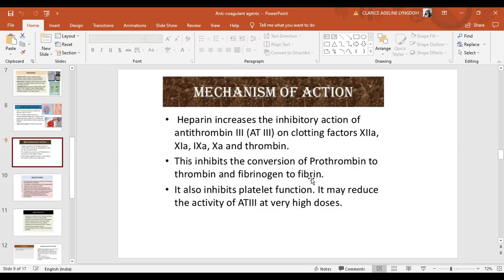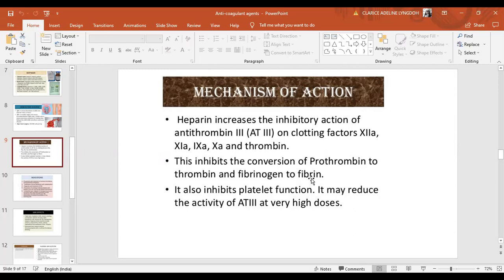Therefore, there will be no blood clot because heparin is stopping the action. It is not allowing thrombin to be formed. It is not allowing fibrin to be formed. So these are very important components for clotting of the blood.